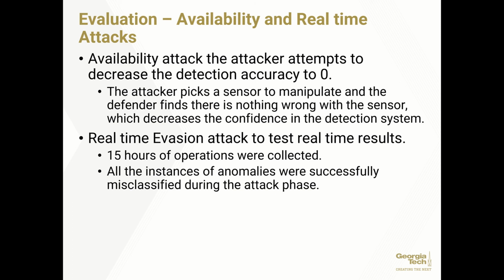Other attacks that were discussed include the availability attack, in which an attacker attempts to decrease the detection accuracy to 0. The attacker picks a sensor to manipulate, making the system defender check the reading. However, the actual reading is correct, which decreases confidence in the detection system, and the detection software becomes less reliable.